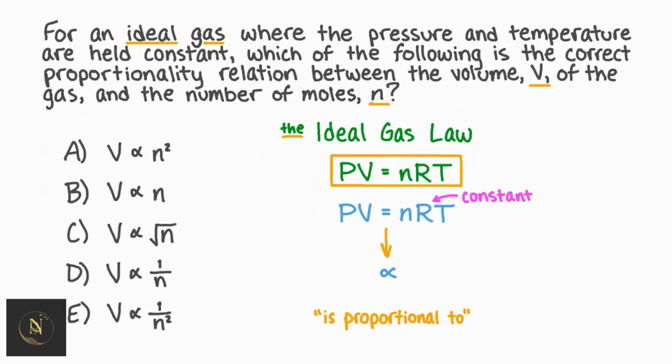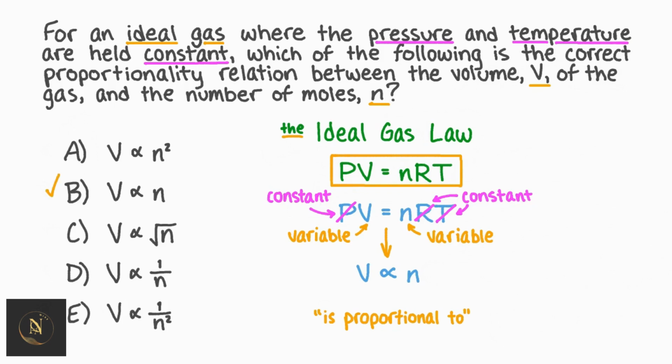Now, we know that R represents the molar gas constant, so it'll be excluded from this relationship. And although P and T do appear as variables in the ideal gas law itself, remember that we've been told that this gas has a constant pressure and temperature, so we'll leave those terms out as well. Thus, the only two true variables that we're concerned with are V and N. So the relationship reads, V is proportional to N. And we can see right away that this agrees with answer choice B.